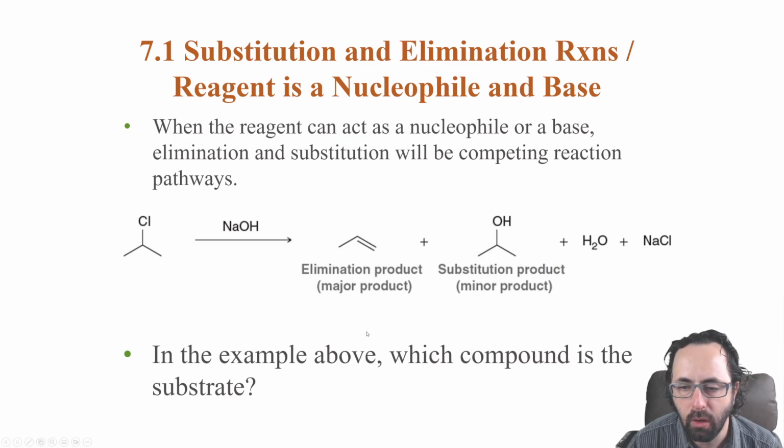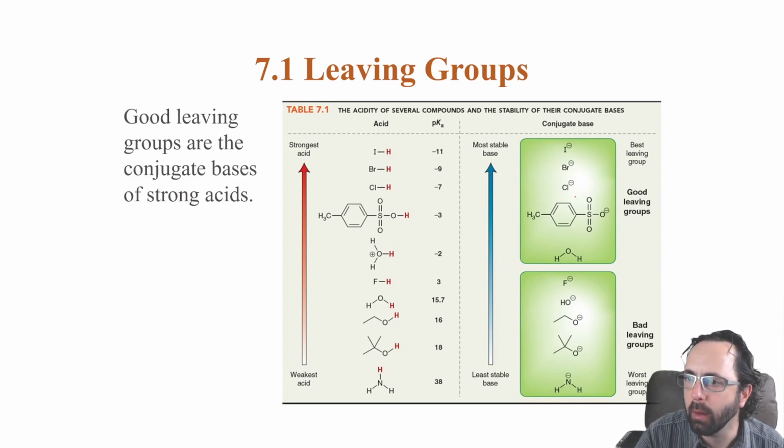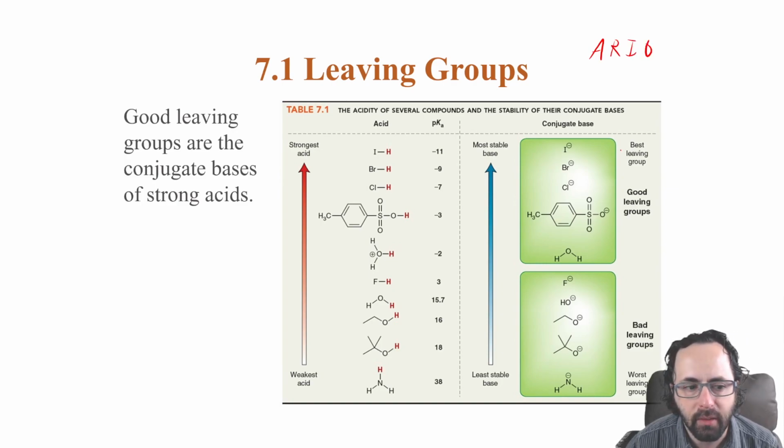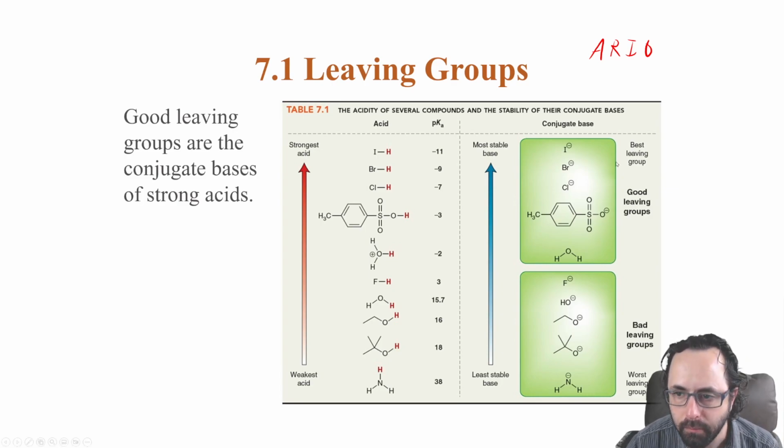In terms of leaving groups, halides are good leaving groups because these halides, iodide, bromide, chloride here, are the conjugate bases of strong acids. And when we discussed chapter 3, we said that what makes a good acid is that its conjugate base can stabilize a negative charge very well, and that means that it won't be as likely to go and grab the proton back after it's already lost it.